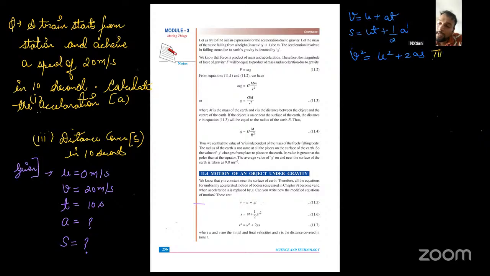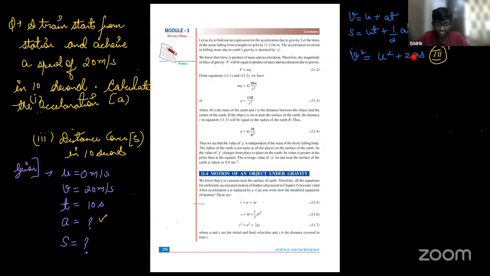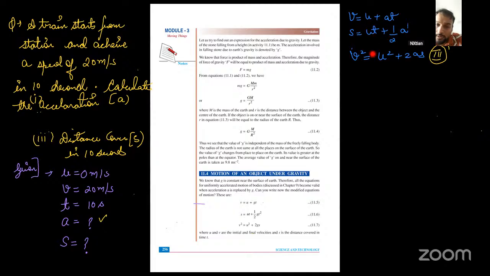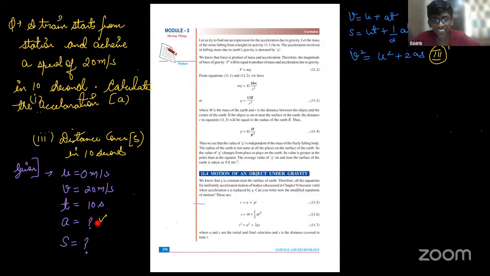So first we have to find the acceleration. I want to ask Edric, which equation will you use to get the acceleration? First, second, or third? Which equation will you use to get the value of A, acceleration? First equation. And third.